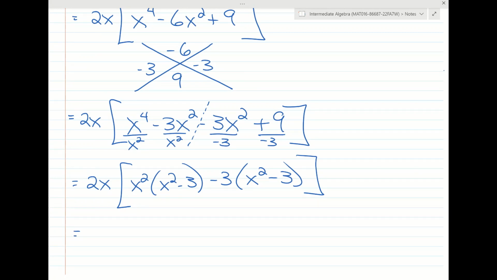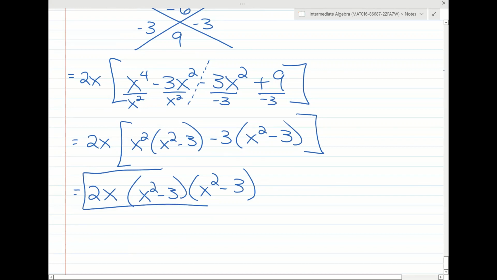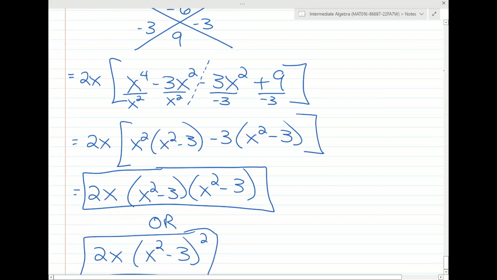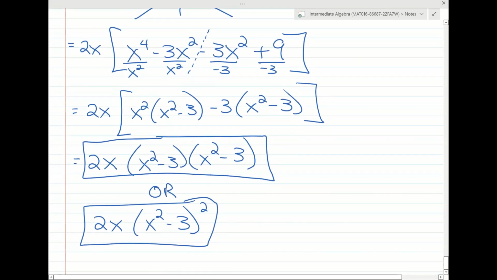Then tying it all together, we write 2x, the GCF on the inside, and then whatever's left over. So this would be our answer. If you want to get fancy, you could also write 2x times x squared minus 3 times itself. You don't have to do that, but just know whenever you square something, it means multiply by itself.